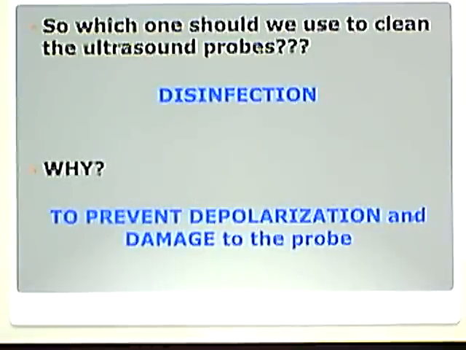So which one should we use to clean the ultrasound probes? Of course, disinfection. Why? We just learned that if we heat these probes up too high, we actually destroy the properties that we want them to have for ultrasound. We use disinfection on ultrasound probes, with germicides or spray-on applications, to prevent depolarization and damage to the probe. Another thing that would happen is the probe would melt under those temperatures because the case is made out of rubber and plastic.